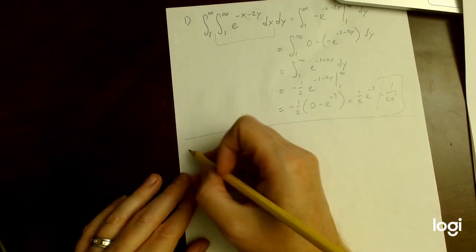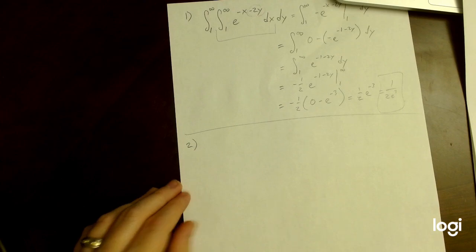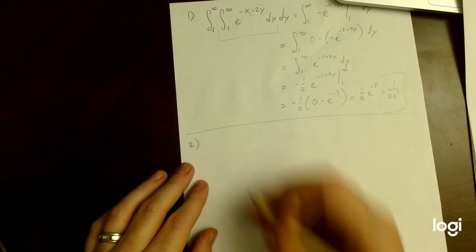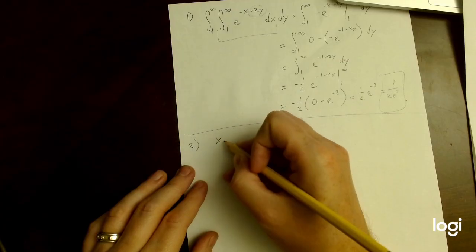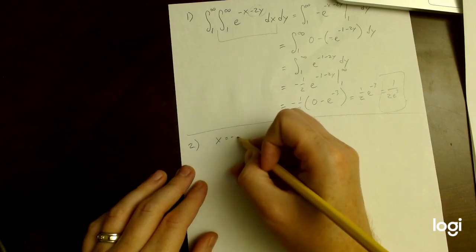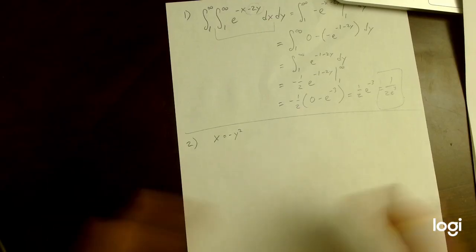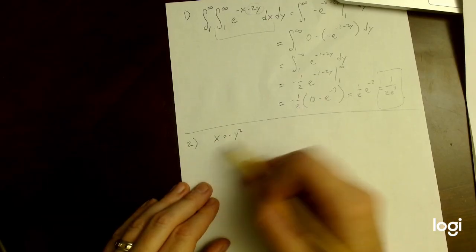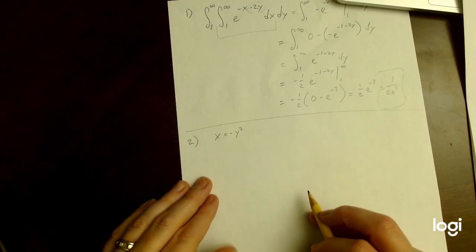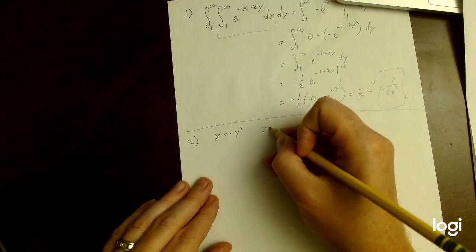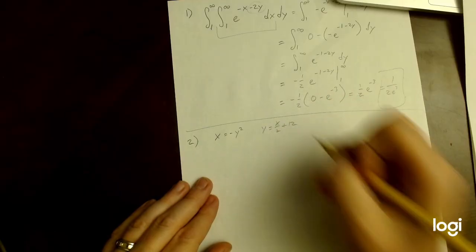So then I want to do a slightly more complex version of something we did in class, and do an example where we have now two curves that we have to evaluate a function over the range in between the two curves. So my first curve is x equals minus y squared, and my other curve is y equals x over 2 plus 12.